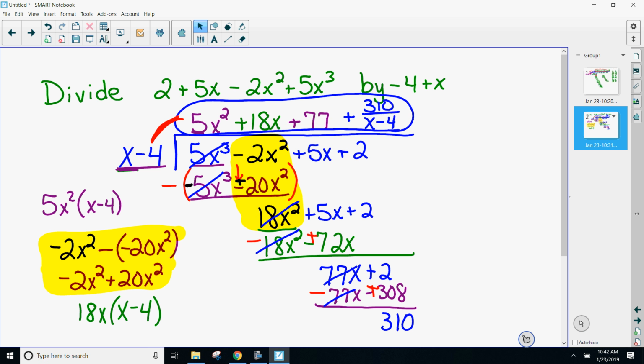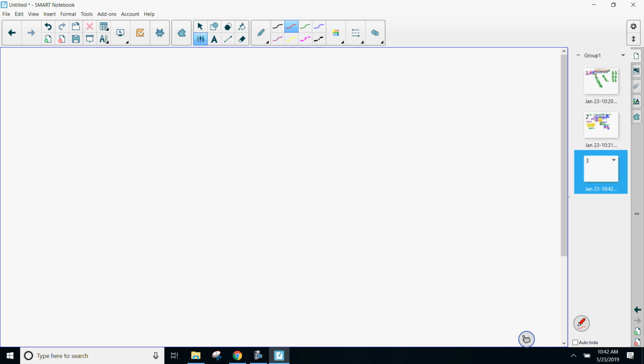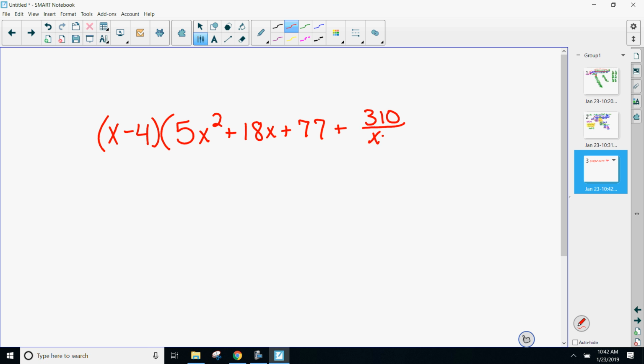Does somebody have that written down? Yeah. Okay, because I need to go to another. We got to check ourselves. So we need to multiply them together. So what were the values? The value out in front was x minus 4. What was our quotient?